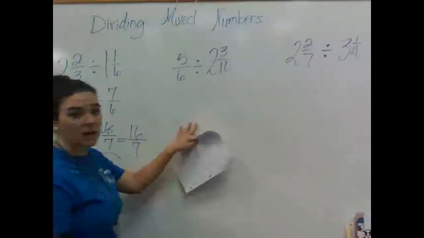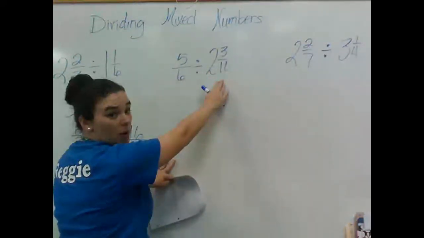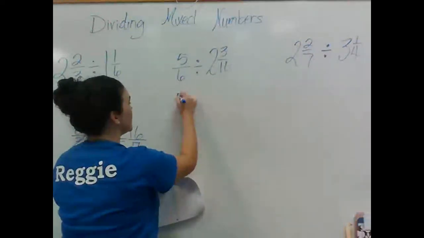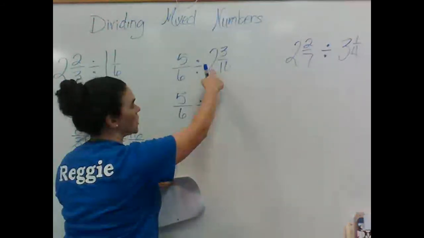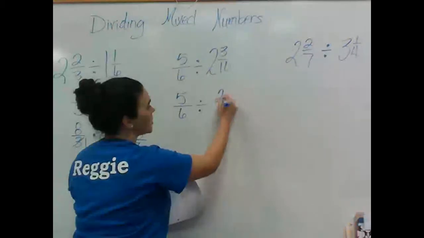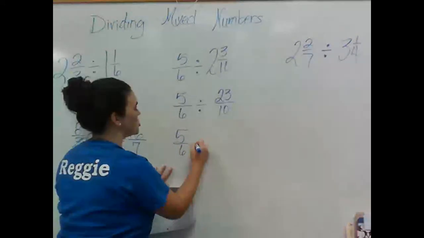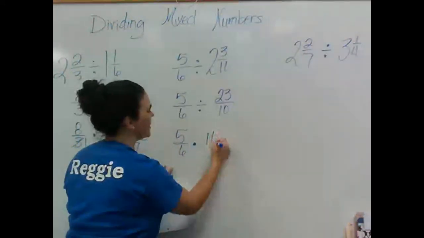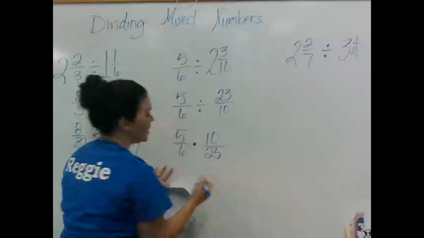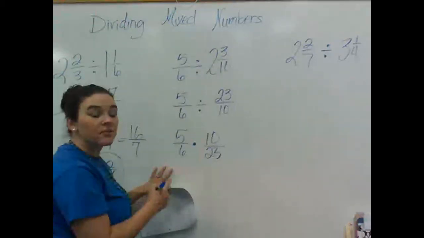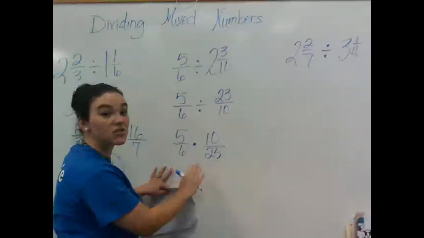Now our next example here, I have a fraction and a mixed number. So before I begin, I have to take my mixed number and make it an improper fraction. So I'm just going to rewrite the problem. 5/6 divided by 10 times 2 is 20, plus 3 is 23. So I keep 23 over 10. Now I stay, change to multiplication, and I flip. Now, again, I'm going to cross simplify, but I can't cross simplify until I've gone through this process of stay, change, flip.